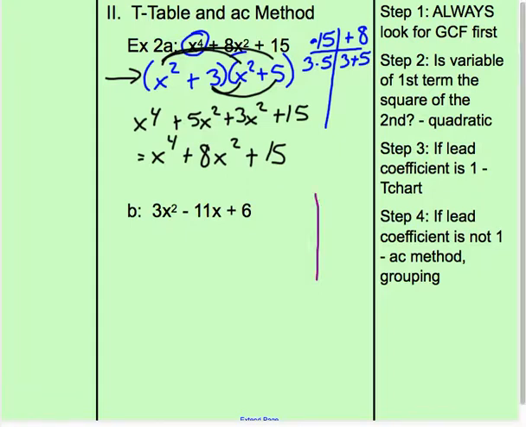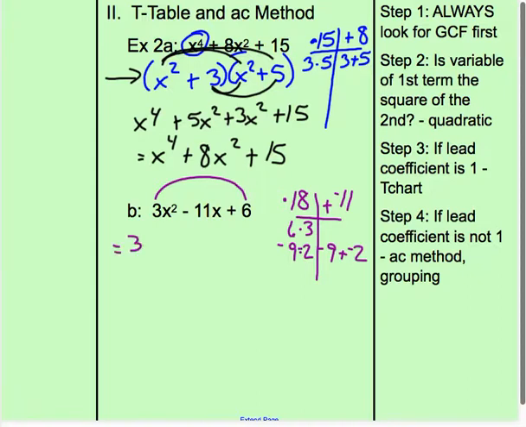AC method is similar. We start with the chart, but instead of multiplying to 6, the constant, we multiply A times C. So we're multiplying to 18 and adding to a negative 11. First numbers that come to my mind to multiply to 18 are 6 and 3, but that won't add to 11. 9 and 2 multiply to 18, but they would add to a positive 11. So I'm just going to make them negative. And then what we do with those two numbers once we find them, there's no shortcut on this one, is we rewrite that negative 11x as negative 9x minus 2x. And then we factor by grouping.